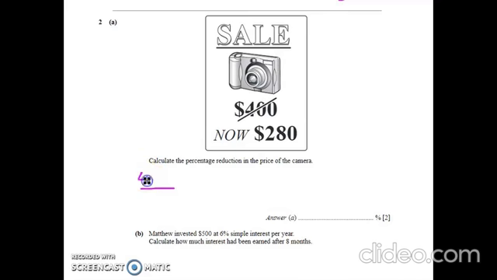So basically 400 minus 280, and 400 minus 280 will be 120. The old price is 400, multiplied by 100. This is the reduction. It reduced from 400 to 280, so that reduction is 120. So 120 divided by 400 multiplied by 100. That gives us 30%.